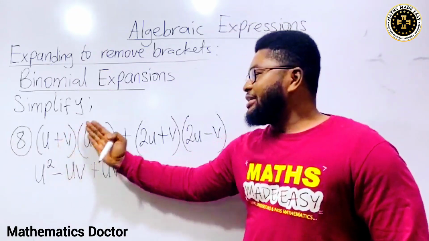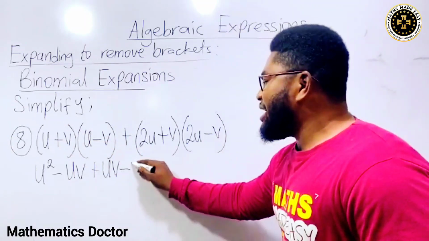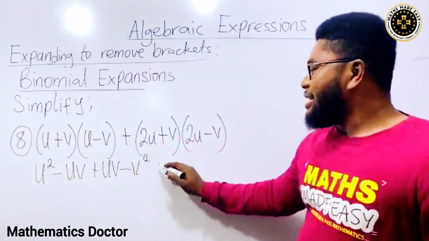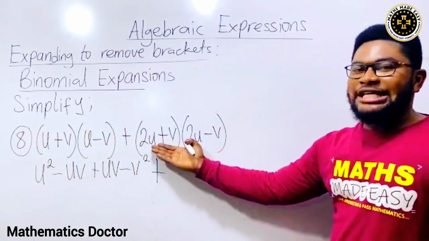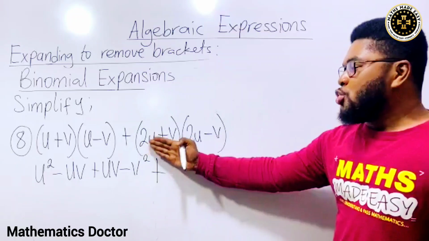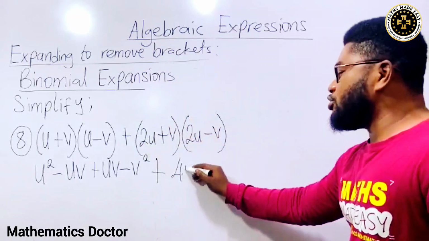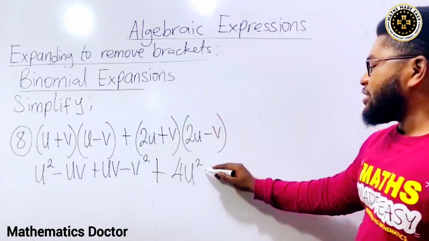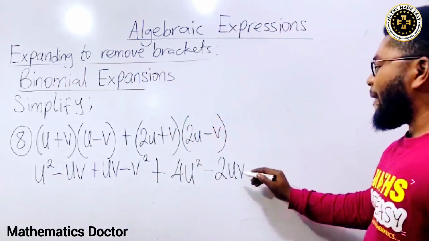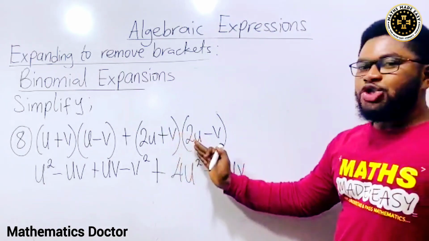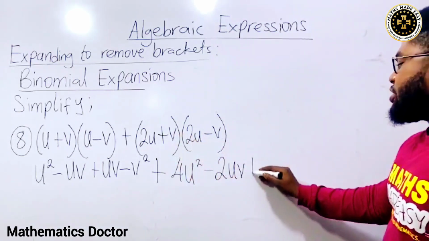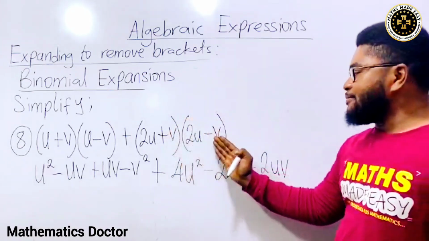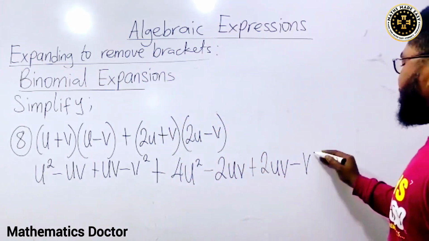Then positive v times minus v becomes minus v squared. This one belongs to the first bracket, so our plus must be repeated. Then we go to the next two brackets, which is 2u times 2u, making it 4u squared. Then still 2u times minus v, making it minus 2uv. Then we have v times 2u, giving us positive 2uv. Finally, v times minus v, making it minus v squared.